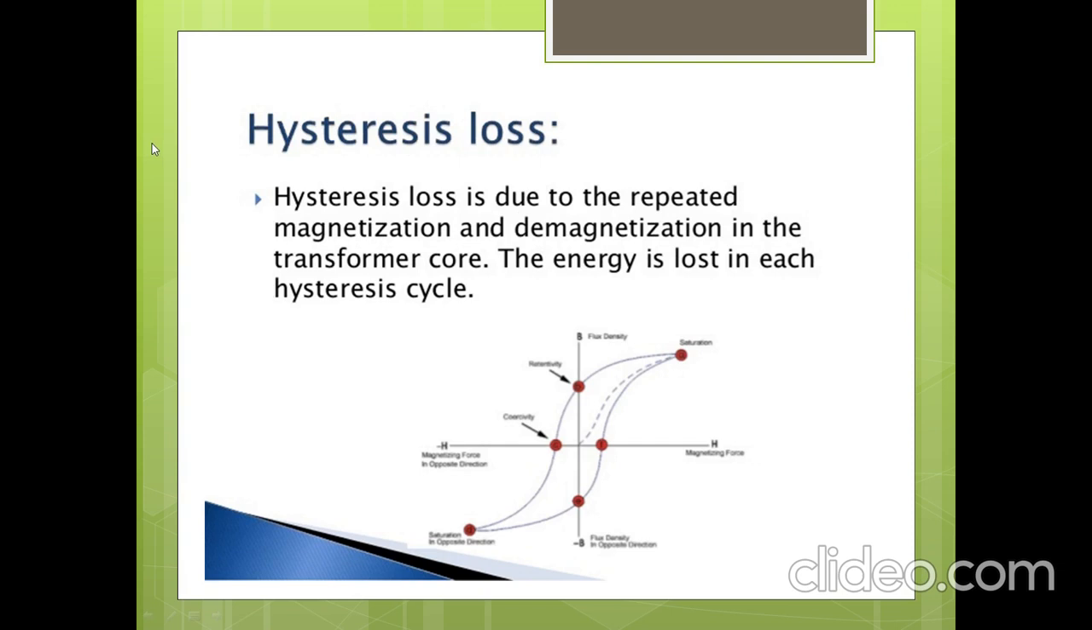So now we will see hysteresis loss. Hysteresis loss is due to the repeated magnetization and demagnetization in the transformer core. The energy is lost in each hysteresis cycle. So here you can see the energy is lost in each hysteresis cycle. Okay, so here it was the graphical presentation of the hysteresis loss.